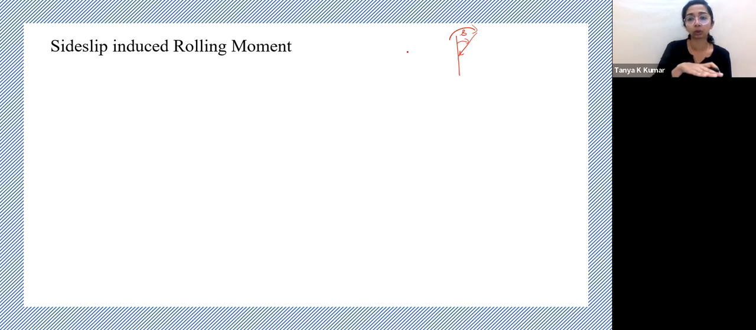So when you roll to the right, it introduces the yawing moment, an adverse yaw. Rolling right causes a left yaw. Similarly, if you are yawing to the right, it introduces a rolling moment, right? What factors affect this rolling moment?